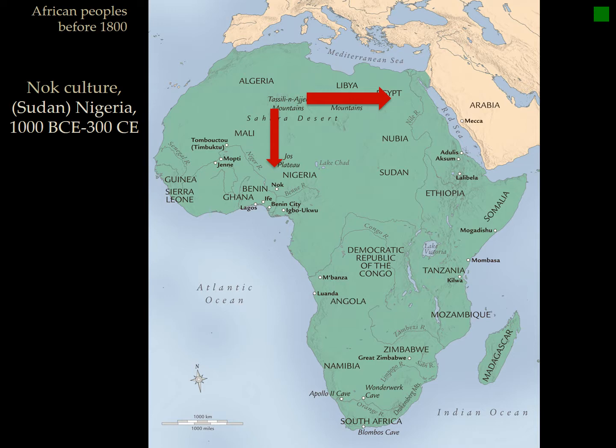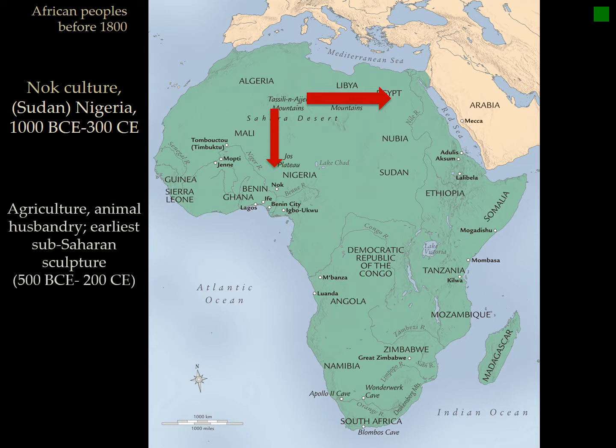The Nok culture in Sudan and Nigeria existed between 1000 BCE and 300 Common Era. They lived by way of agriculture and animal husbandry, as those in the Sudan did. And they produced the earliest Sub-Saharan sculpture between 500 BCE and 200 Common Era.